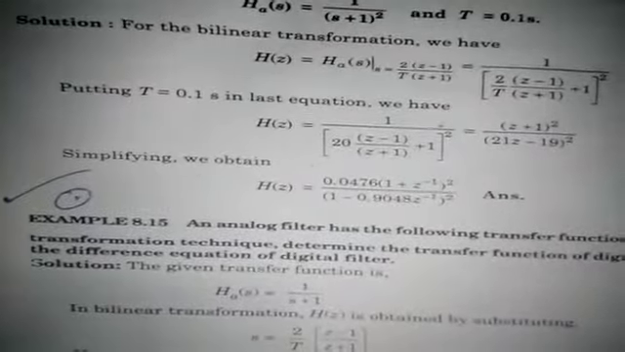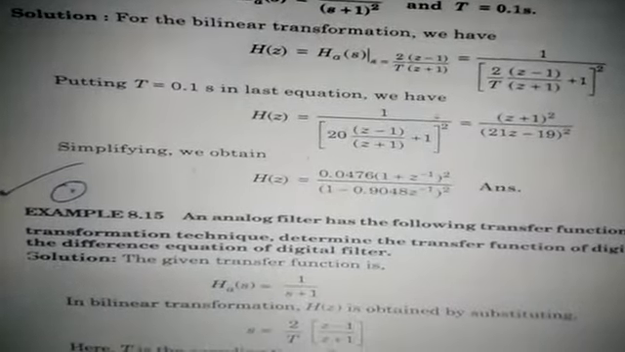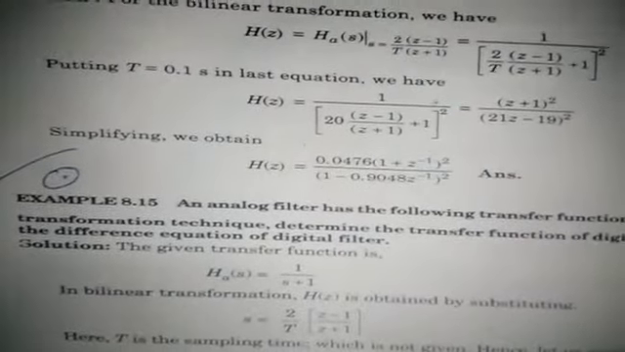So it is just simply you can put t is equal to 0.1 and s is equal to 2 by t into (z minus 1) upon (z plus 1). This is the transformation for BLT. Now this is important. One more problem is here. You can observe this problem.